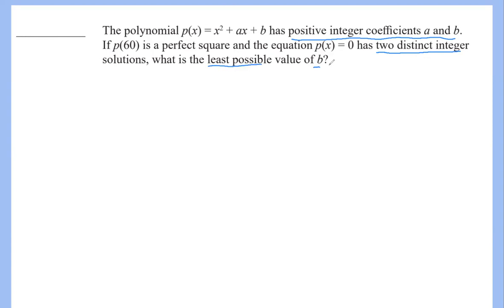Okay, so it's a challenging question. It looks like nothing is given. We have some hints, like positive integer coefficients, P of 60 is a perfect square, and the solutions are different. But let's see how we can apply all these together. Since we have a quadratic, maybe we can factor it. So I'm going to just start with P of x as x squared plus ax plus b.